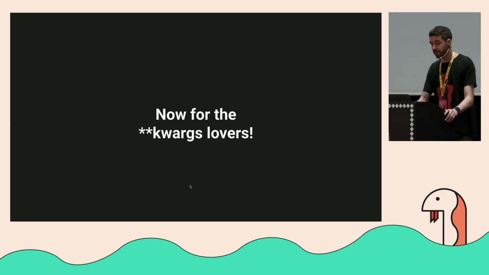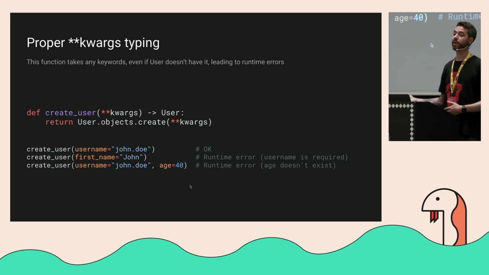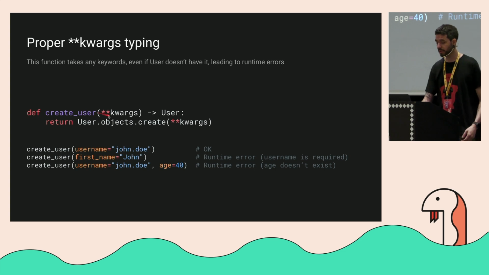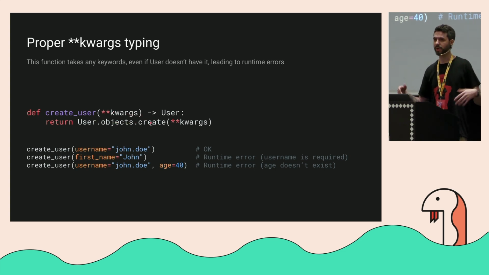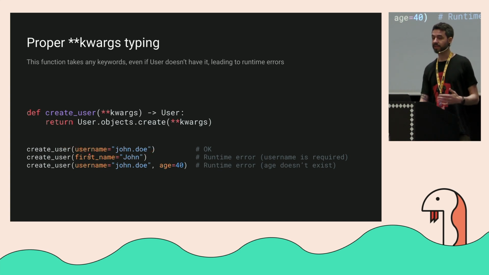Moving on to another topic, so for the KWArgs lovers. Again, let's now try to create a user instance. We define a function here, which takes whatever and calls user.objects.create, like this is Django, let's say, passing all the KWArgs. So far, so good, but let's say that username is the required attribute in there.